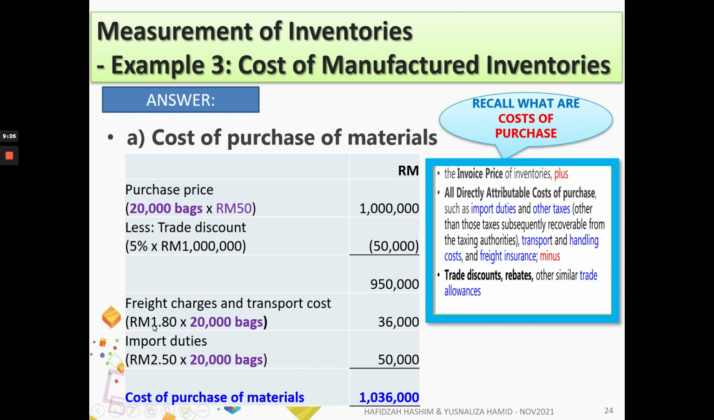For the freight charges, earlier it was given per bag, so now you take 180 times 20,000 bags, which gives 36,000, and the import duties for 20,000 bags was 50,000. So the cost of the purchased material is now 1.036 million. For the 20,000 bags, the cost is 1.036 million.